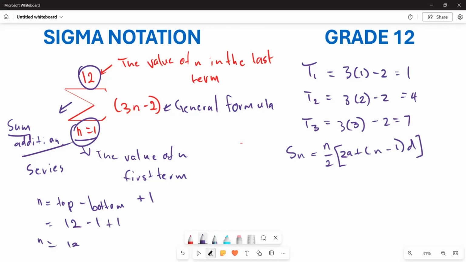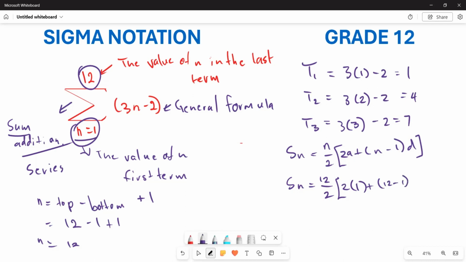So, therefore, we are going to look for S12. S12 is going to be given by Sn = 12 over 2, open bracket 2 times the value of a, which is the first term here, a1, plus the value of n, which is 12, subtract 1, close bracket, times the difference.